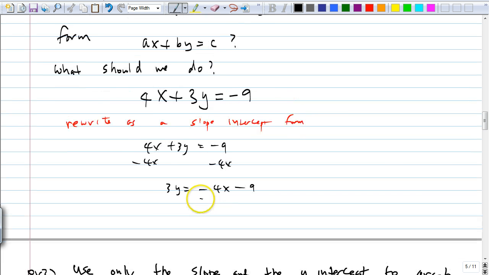Then divide both sides by 3, right? Y equals negative 4 over 3 x minus 3. Does that make sense?